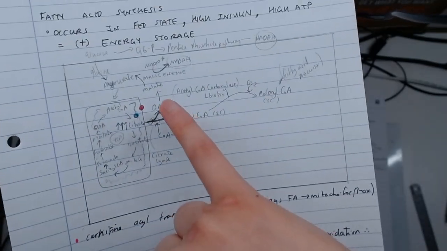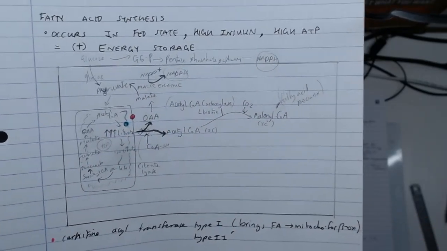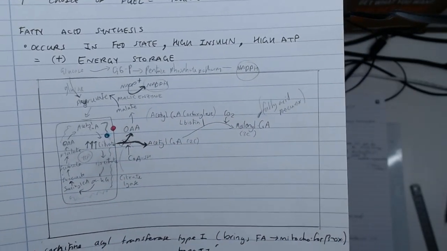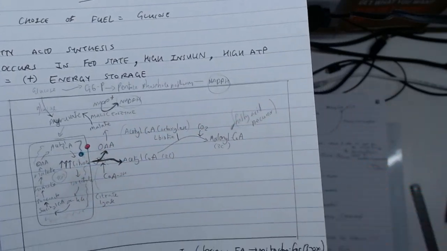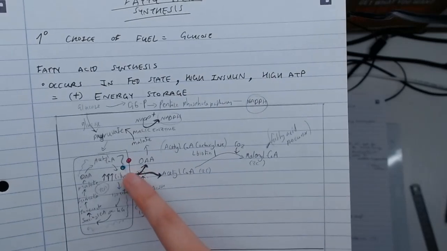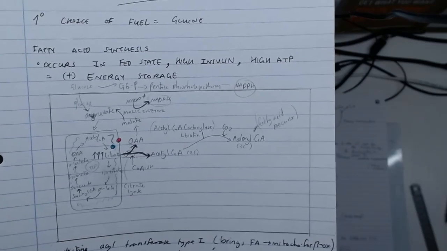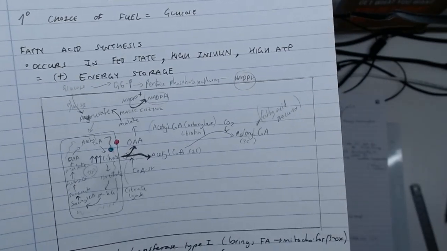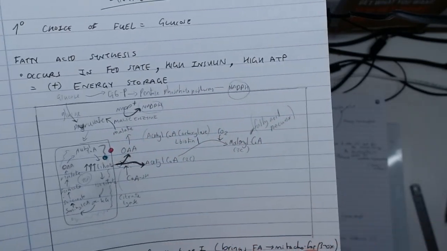So I've drawn these two coloured transporters here, and on the very outer portion of the mitochondria, what we have is this pink dot is supposed to represent carnitine acyl transferase type 1, which usually brings fatty acids into the mitochondria for beta oxidation, and the blue one, which is on the very inner portion of the mitochondrial membrane, which would be bringing it into the matrix, is carnitine acyl transferase type 2. Remember, both of these can be referred to as carnitine palmitoyl transferase. So the pink one is type 1 and the blue one is type 2.